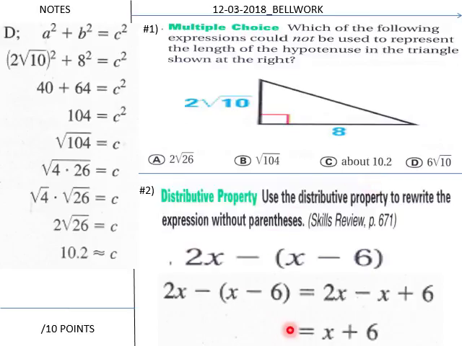And then for number 2, x plus x. We just multiply through by our negative 1 through our parentheses, so we get this expression here. X plus 6, combine like terms, we get x plus 6.